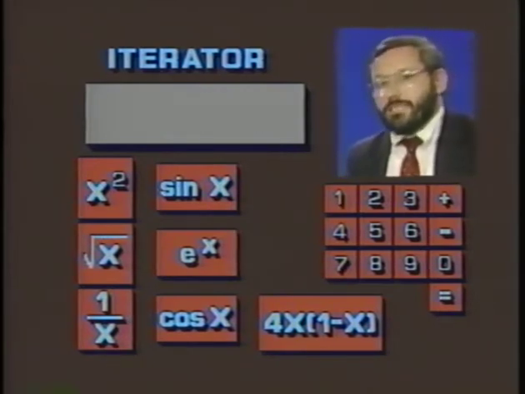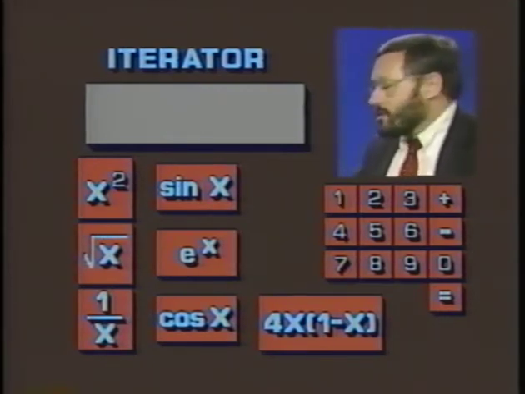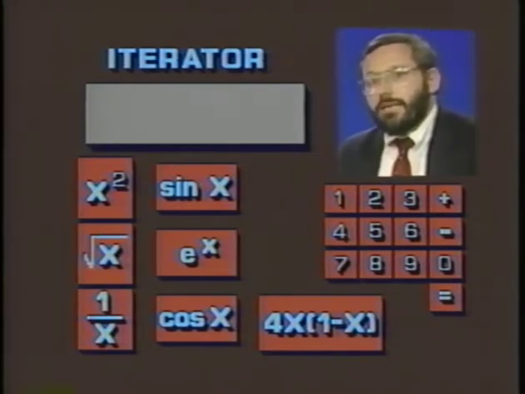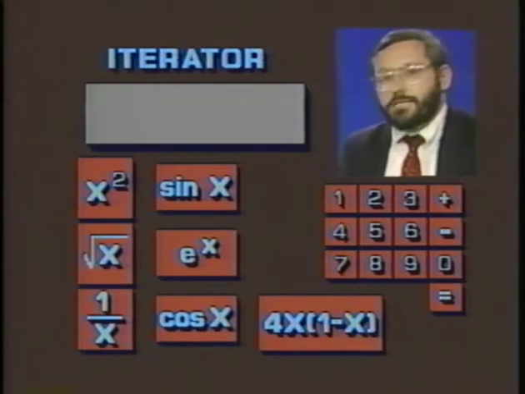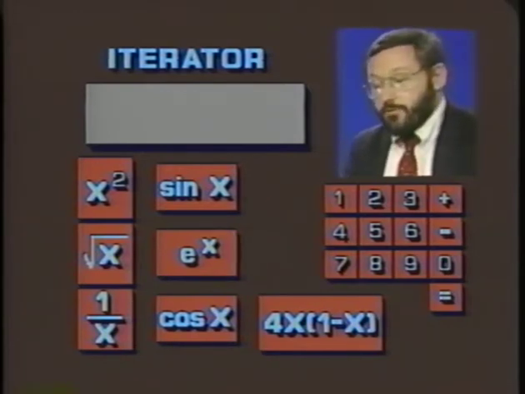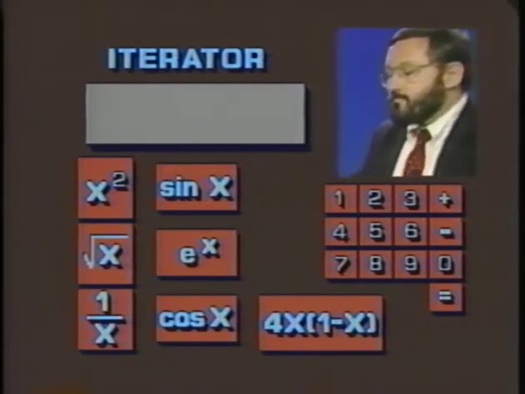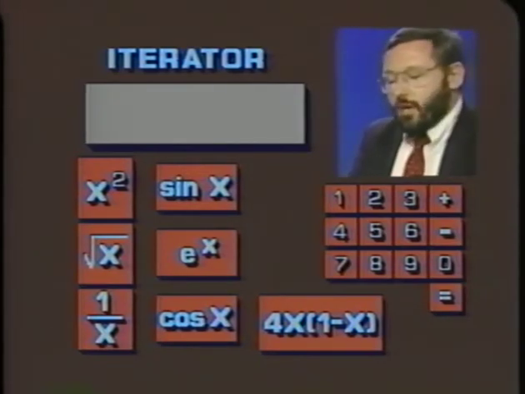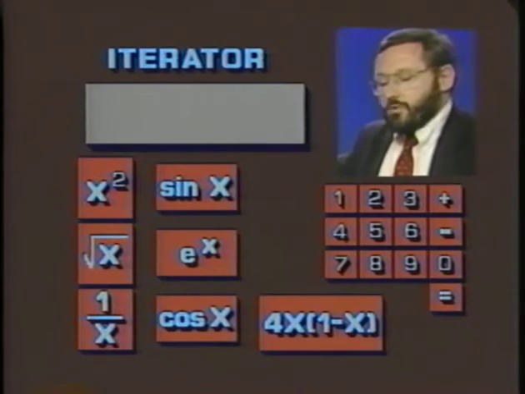That's because this expression is chaotic. That's because this function is totally unpredictable. For all intents and purposes, iterating 4x times 1 minus x is a random number generator. Okay, well, notice that most iterators don't come with a 4x times 1 minus x button, but that's no problem.